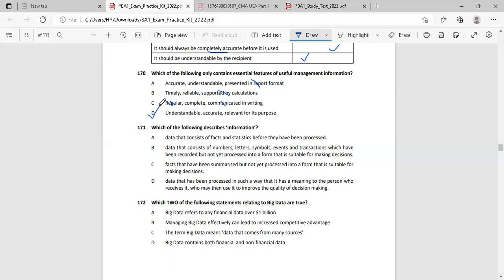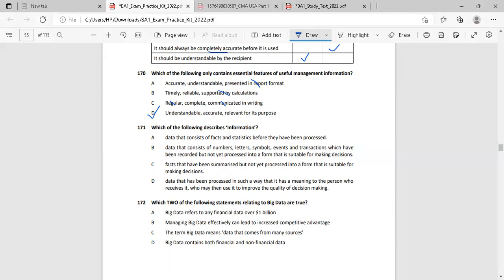Which of the following describes information? Data, which is processed, is called information. Processed in the sense that some kind of arrangement is taken up, that is, it is arranged in rows and columns, so that further analysis can be taken up, and it can be presented for decision making. So that is what information is.